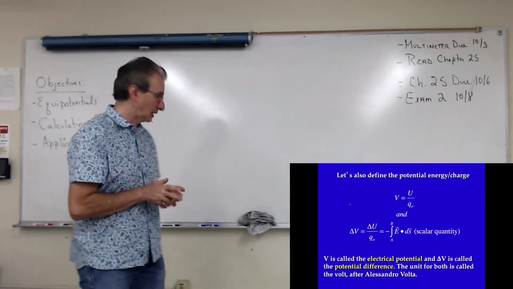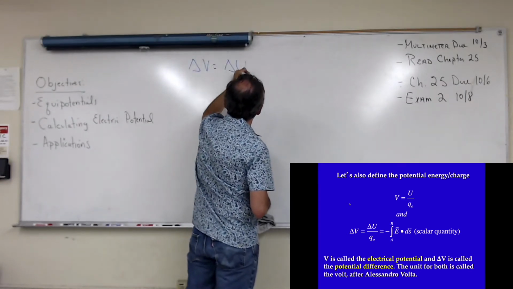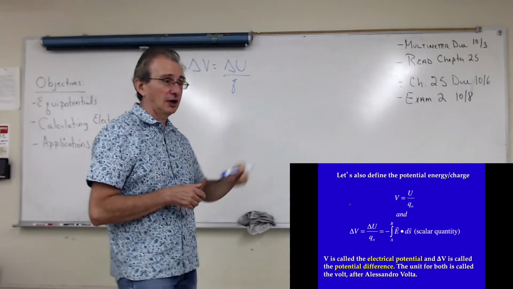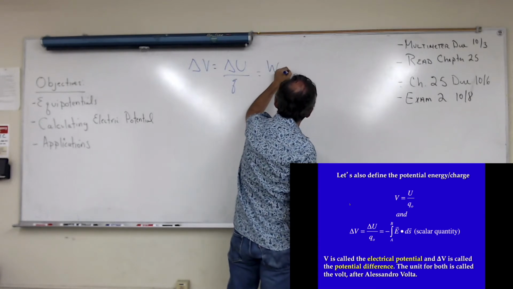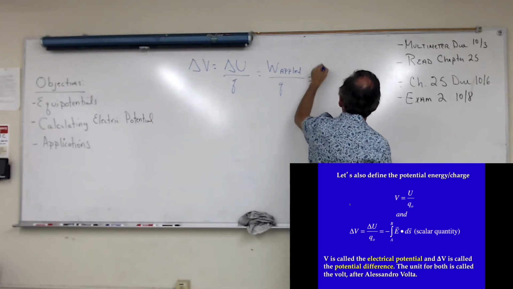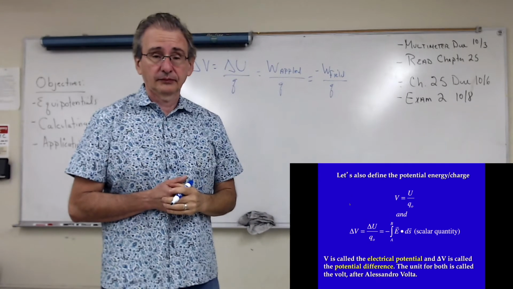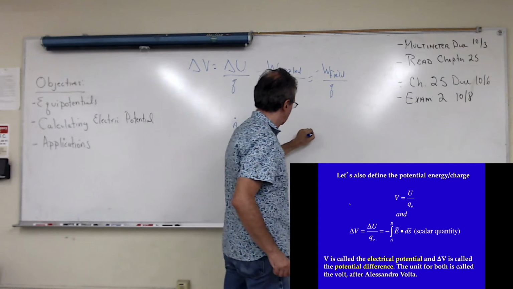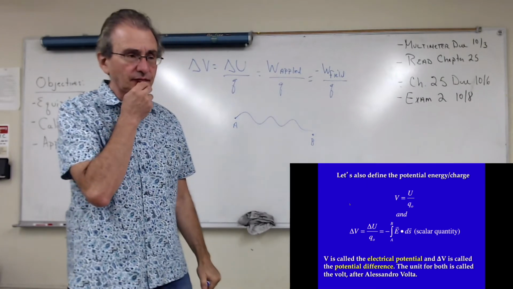So we defined the electrical potential. We defined it as the work per unit charge that an external force must do on a particle to move it between points A and B. That's also equal to minus the work done by the field over Q. The negative of the work per unit charge done by the field as you move a charge from point A to point B, independent of the path. Okay.